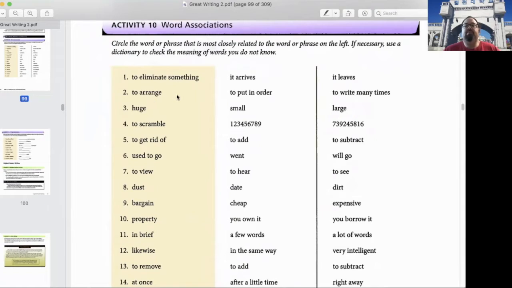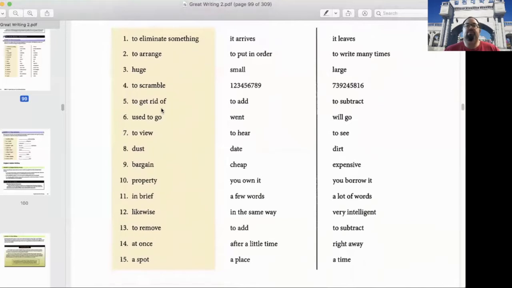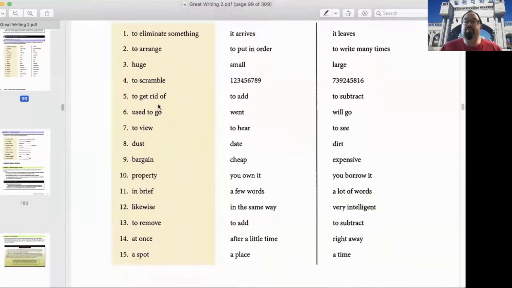To arrange something, if you, for example, arrange your desk, arrange your clothes, you are putting those things in order. Huge, you should know that one already. That is the same as large. To scramble, if you think about scrambled eggs, are they nice and clean, or are they kind of mixed up? They're mixed up. So we're going to find numbers here that are not in any special order. So that would be the second ones here, kind of in a random order. Number 5, if you get rid of something, you don't have it anymore, so you are subtracting it.